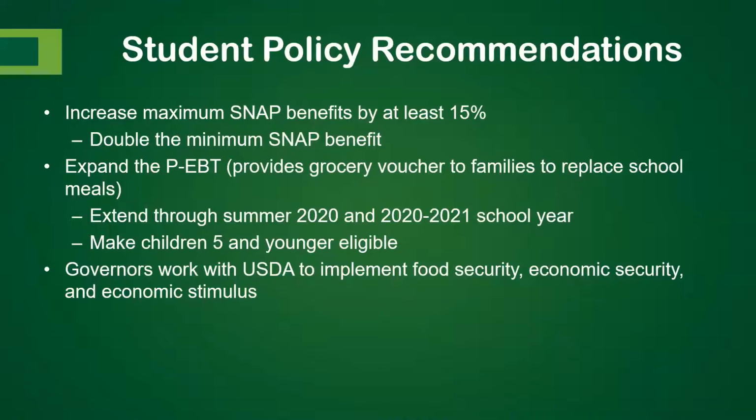Through our research, we came up with a few recommendations based on the organizations and the sources that we were looking at. So some things that we are hoping and looking for in the coming months are an increase in the maximum SNAP benefits by at least 15%. And this is at least 15%. So more would, of course, be better. Some people recommend like a 22%. We should also double the minimum SNAP benefit as well. So definitely looking into expanding this program.